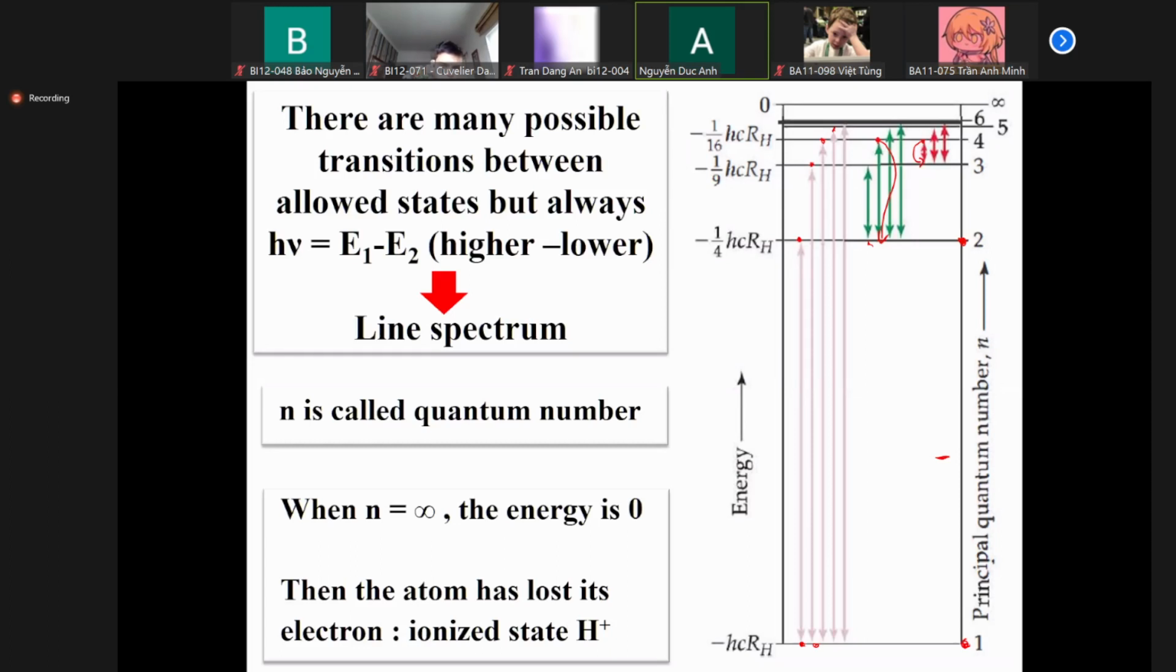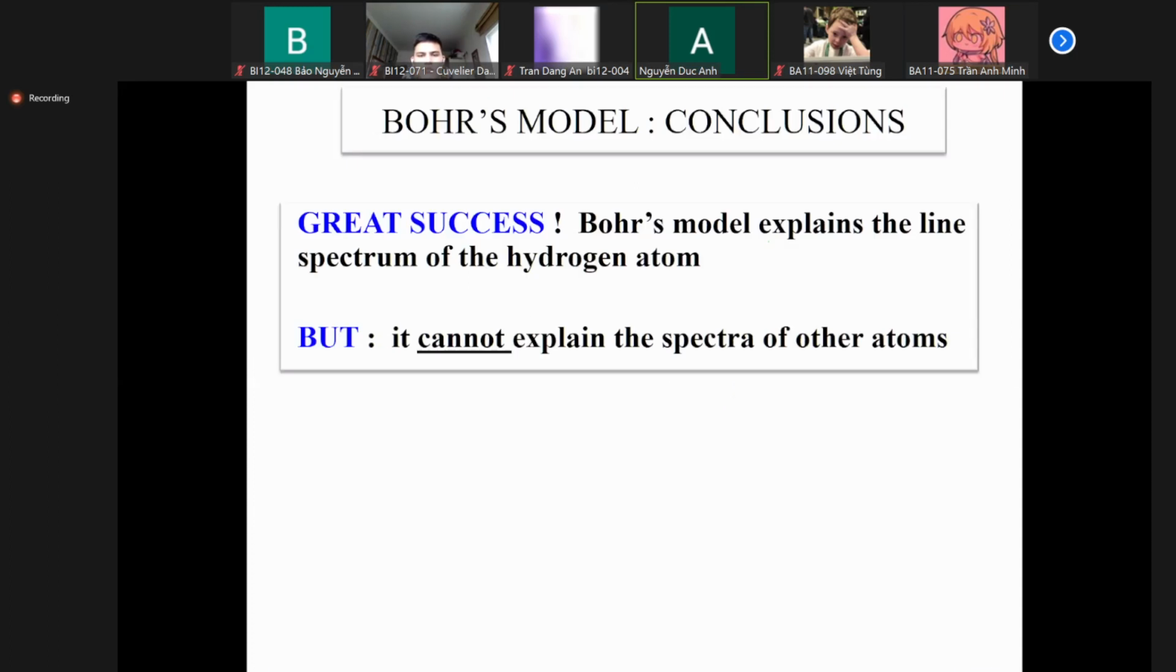Okay, so the values of 1, 2, 3, 4 here, at the time of the Bohr model, were not named quantum numbers. But at this moment, as I said to you, the Bohr model is only a part of the quantum model. So at this moment this is named n, and it's called the quantum number. So with the Bohr model, the very good thing is that it can explain the line spectrum.